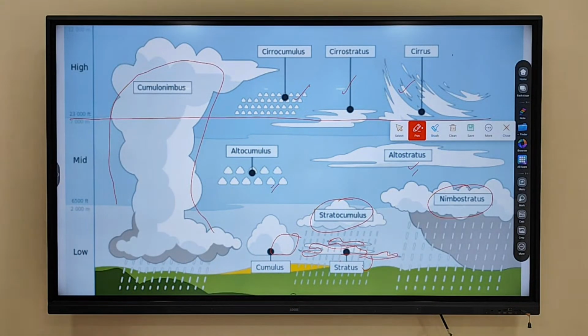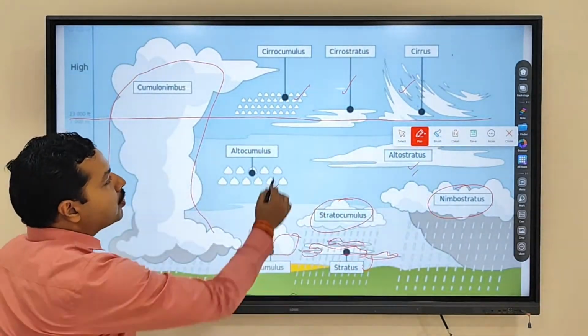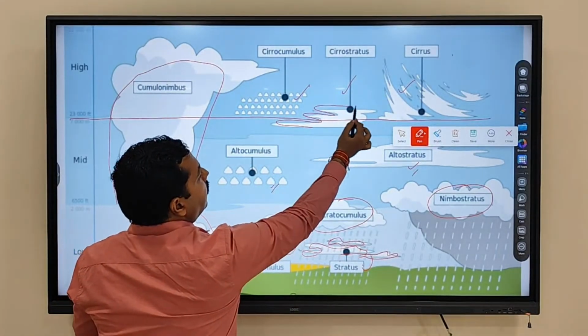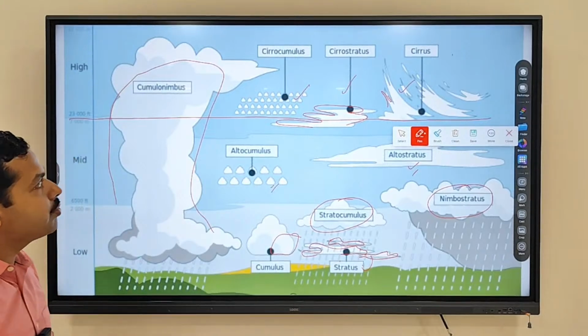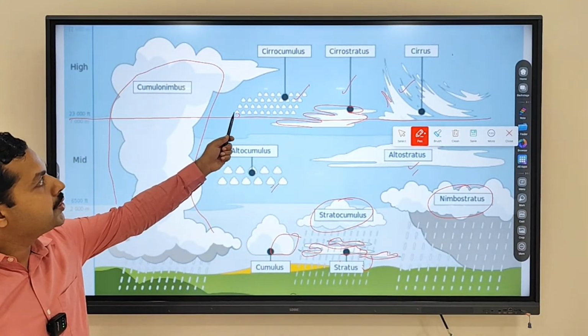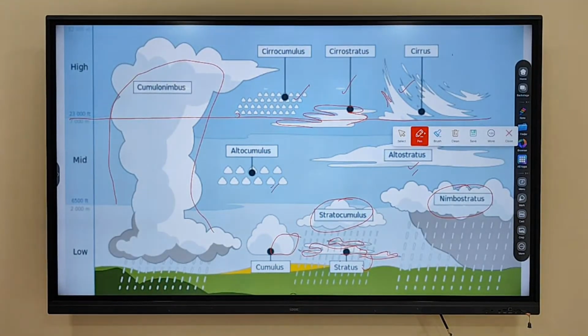Just show what types of clouds are cirrus, cirrostratus. Stratus means what? A layer will happen. Layer will happen, but they will have feathery shapes. That is why it is referred to as cirrostratus. Cumulus means cotton wool shapes are going to be there. Clear? So that's why you just make a rough diagram of this one.